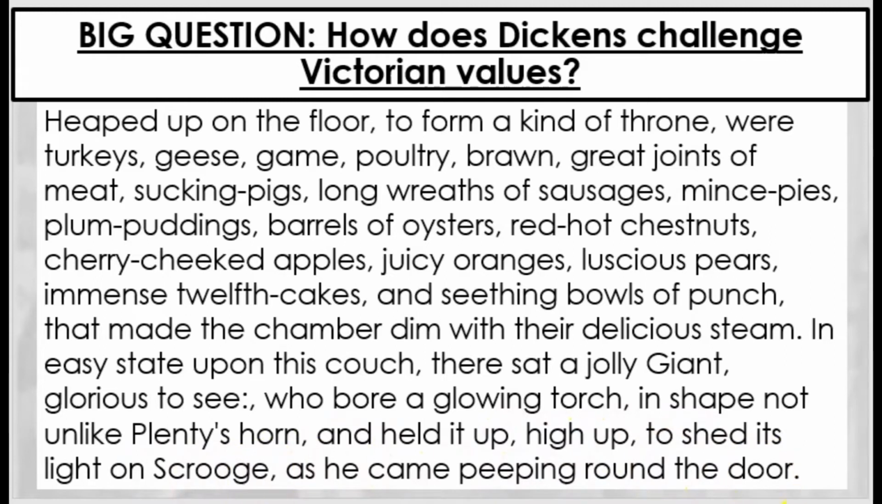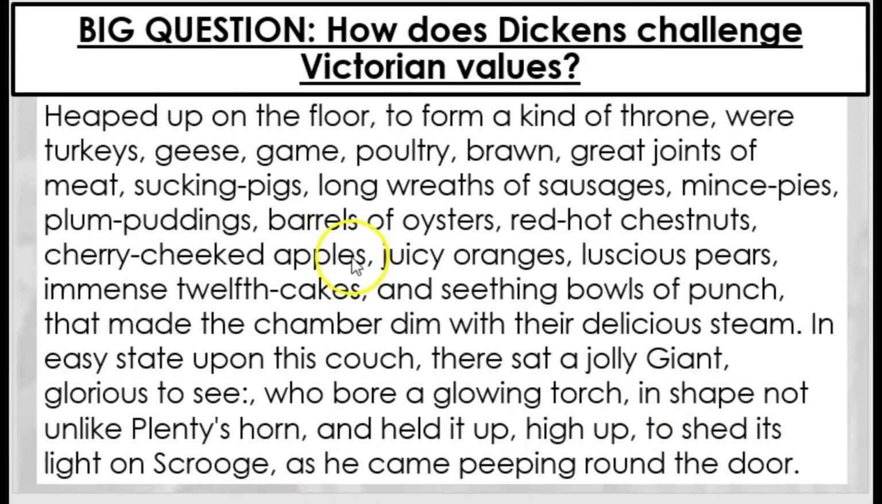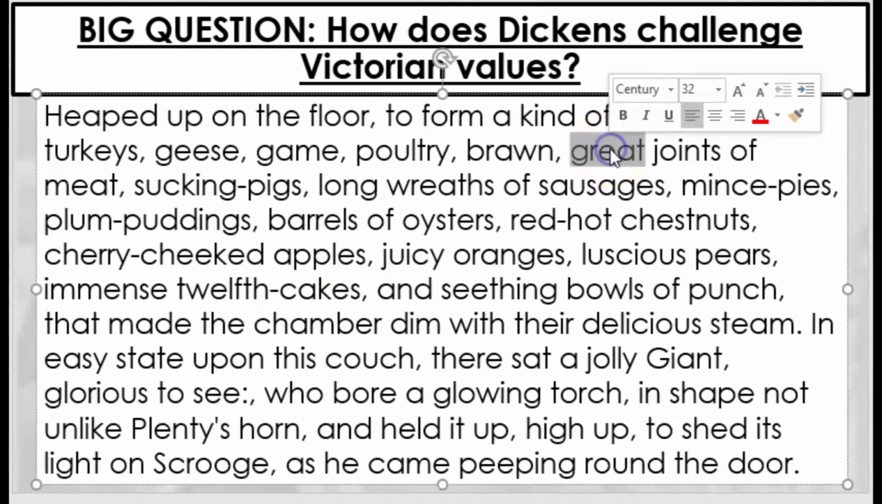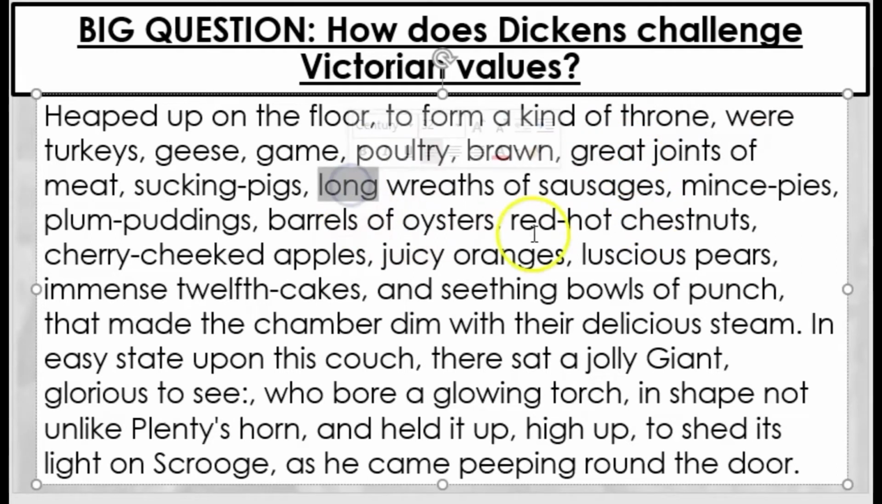So the thing to note here is the rather extensive and somewhat excessive description of the food which has been set out here to form a gigantic feast. We get these rather extravagant descriptions, lots of interesting pre-modifying adjectives that emphasize the scale of the feast. Great joints, these large joints of meat, long wreaths of sausages, there's abundance of food everywhere. There's not just a few oysters, there are barrels of them, there's great big containers of them.